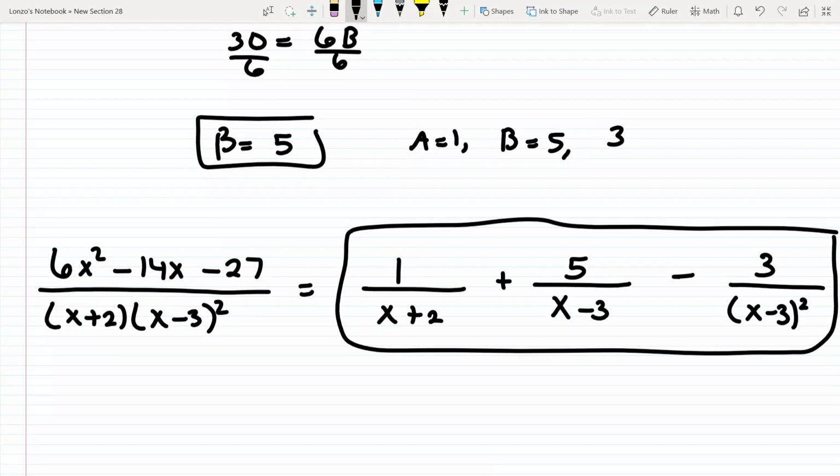And later on in calculus 2, you can easily take the integration of each term, right? You can take the integration of this by using u substitution, the same thing with this and this, right? All by u substitution. So that is why we are learning how to do partial decomposition, because we are going to integrate. Okay, that wraps it up for this section.